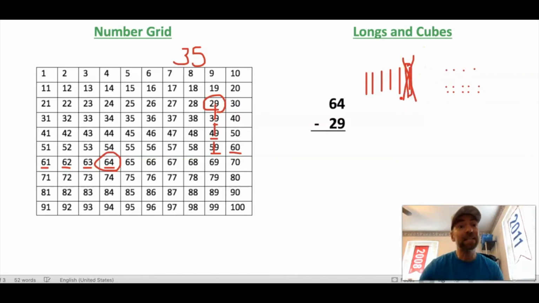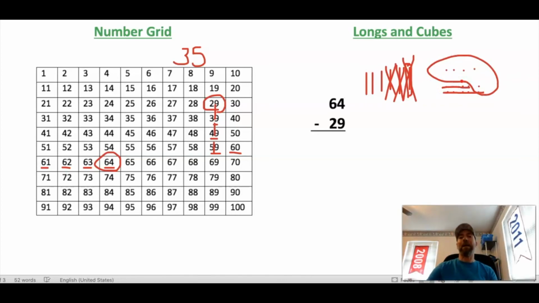I still have 64. 10, 20, 30, 40, 50, 64. Now I want to take away 29. I'm going to take away 10. I'm going to take away 20. I'm going to take away 1, 2, 3, 4, 5, 6, 7, 8, 9. And I'm left with that much. 10, 20, 30, 31, 32, 33, 34, 35. So I can use 3 different strategies to do the same subtraction problem.